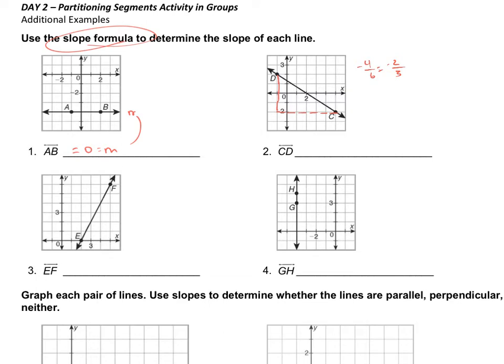Negative 1, 1, 2 is this point. Over here, point C is at 5, negative 2. So the slope would be negative 2 minus 2 over 5 minus negative 1. In this case, you'll get negative 4, 6, which is negative 2/3. So the slope is equal to negative 2/3.